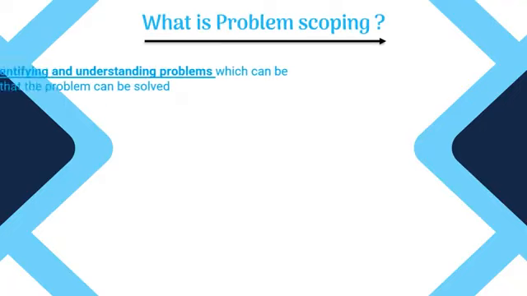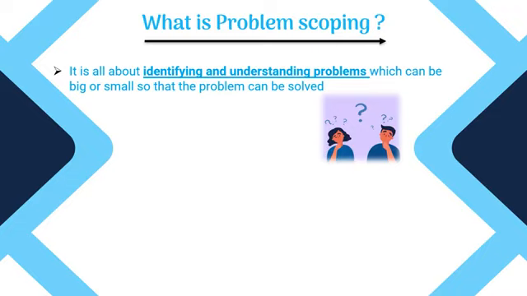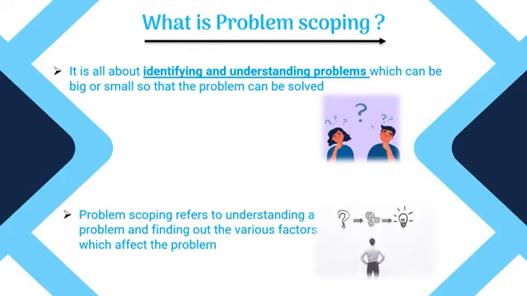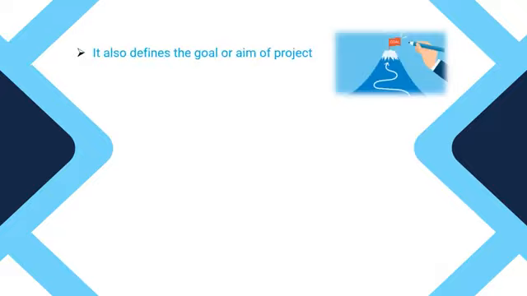So first of all, what is problem scoping? Problem scoping is all about identifying and understanding problems, which can be big or small, so that the problem can be solved. Or we can define problem scoping as understanding a problem and finding out various factors which affect the problem. Problem scoping also defines the goal or aim of the project.